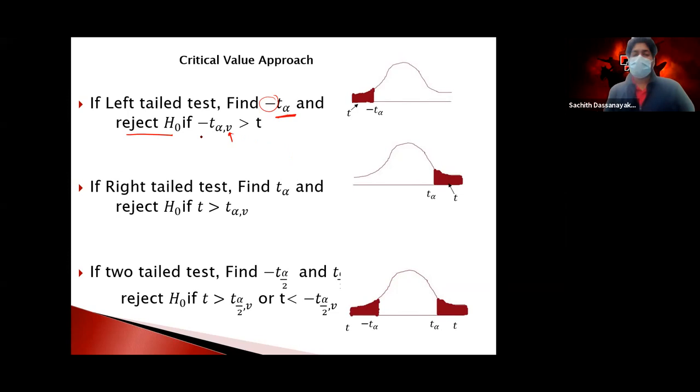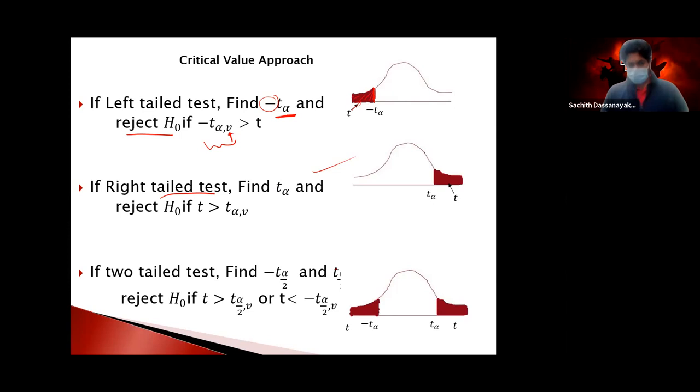Once you find the critical value, the T alpha value, from the table, if that value is greater than T, that means your value is somewhere here, from here to here, which means your value is inside the rejection region, so you have to reject it. That's the same idea. Same here. If it is a right tail test, the same thing happens.